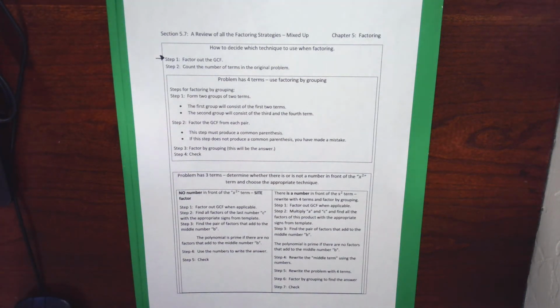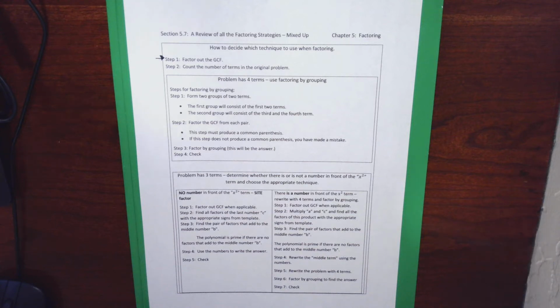Section 5.7 is just a review of the first 6 sections that we learned in Chapter 5. Each problem is going to ask us to factor, and it's going to use one or maybe two of the techniques that we learned when we learned how to factor in sections 5.1 through 5.6.